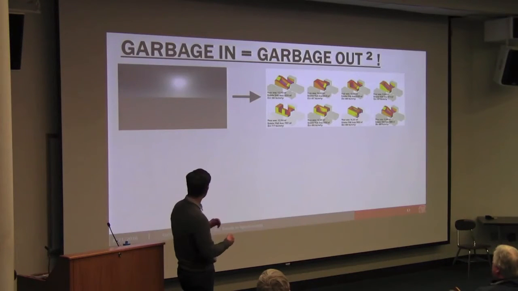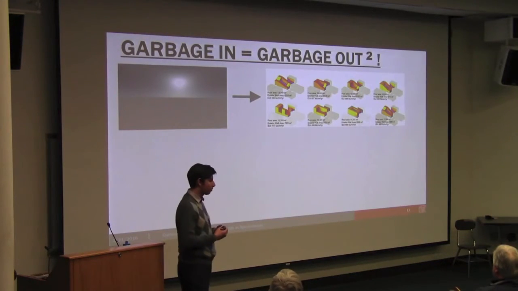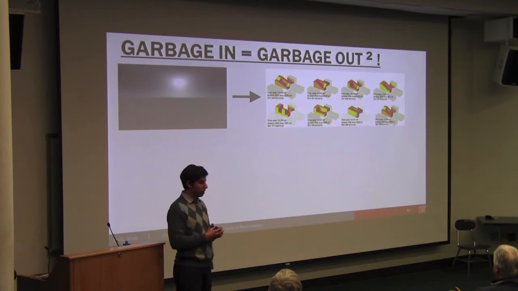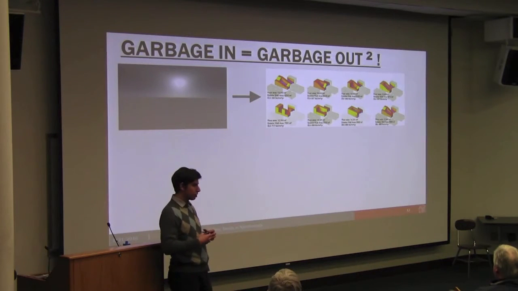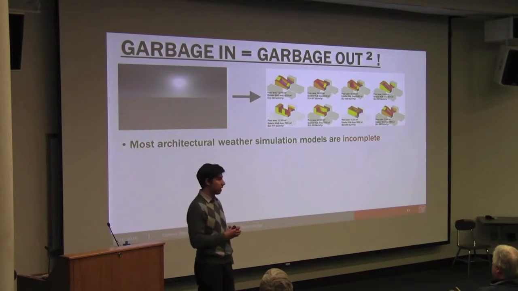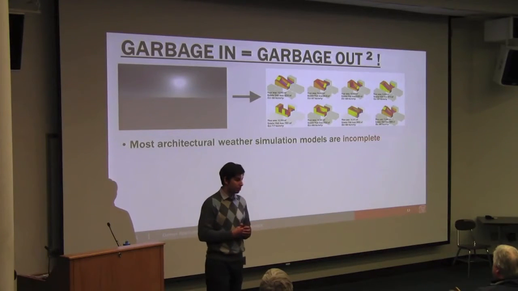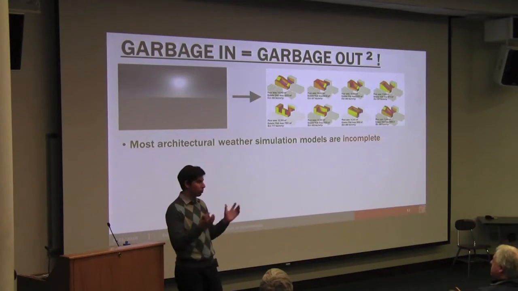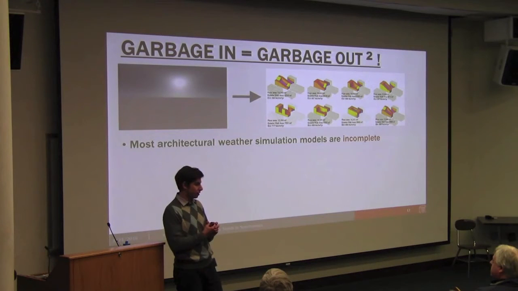I'm just going to skip over that. So my main problem with our simulations is, when you put a bad simulation model in, you're going to get bad data out. This is sort of what models currently happen. So I would contend that most architectural weather simulation models are wrong. And they're wrong in the fact that they blur over a variety of interesting details.